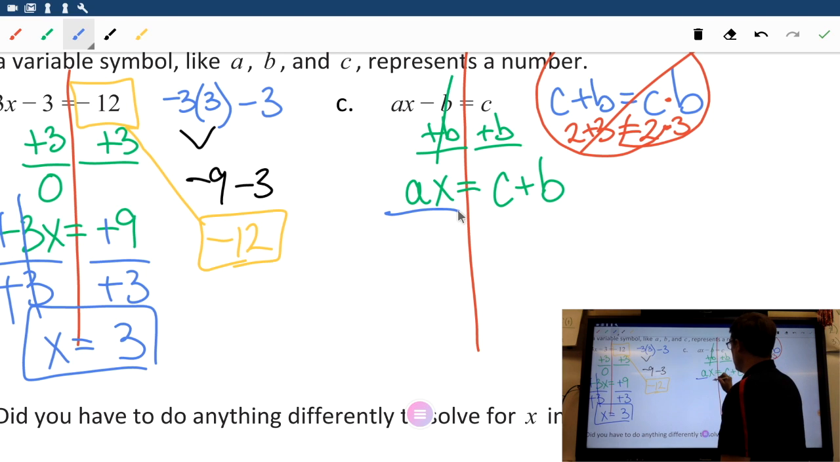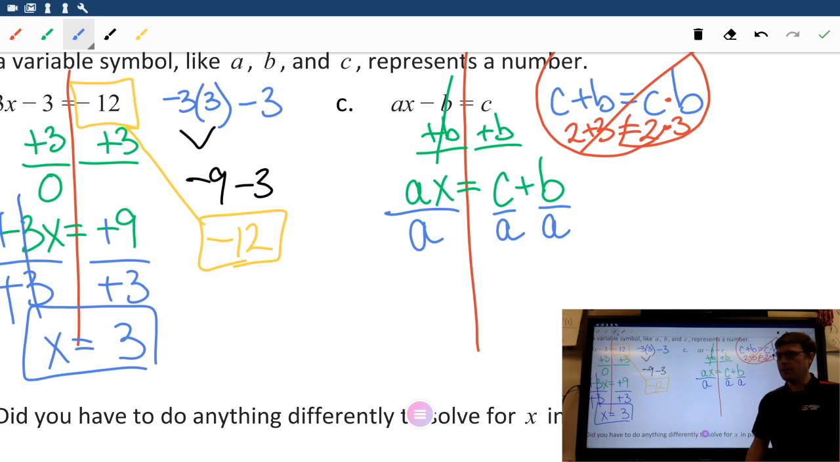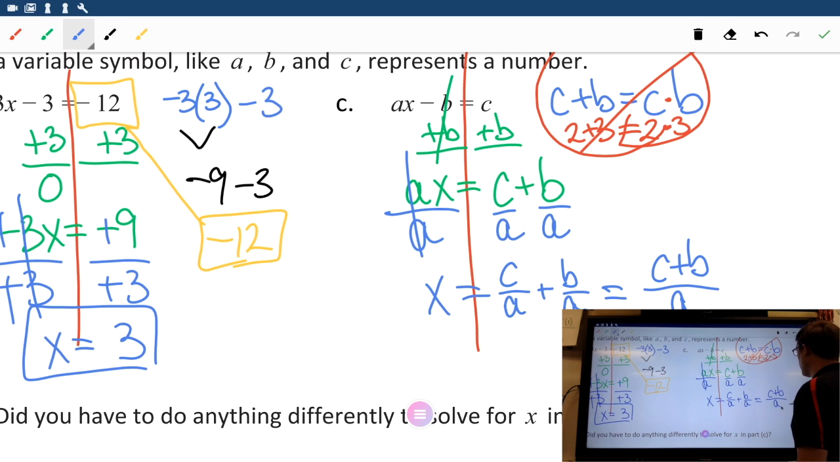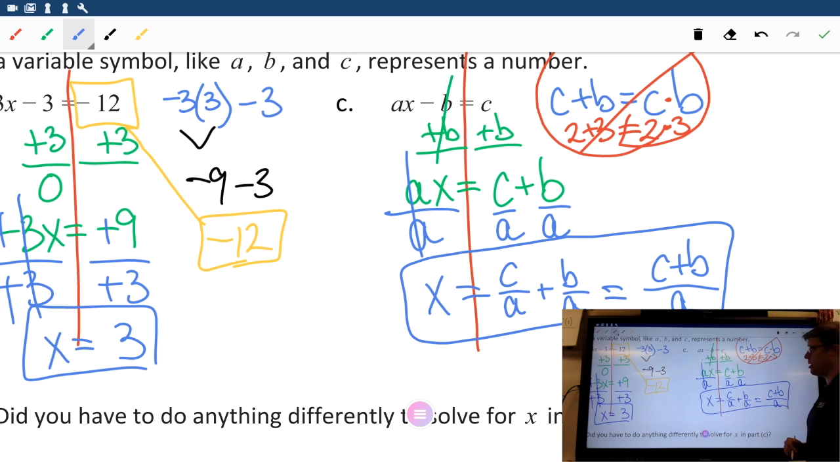And to make the a go away, use division. Everything is divided by a. That makes a divided by a cancel, because it's 1. And so we're left with x equals c over a plus b over a. Or, if it helps, you could write it as c plus b over a. Both of those are the right answer.